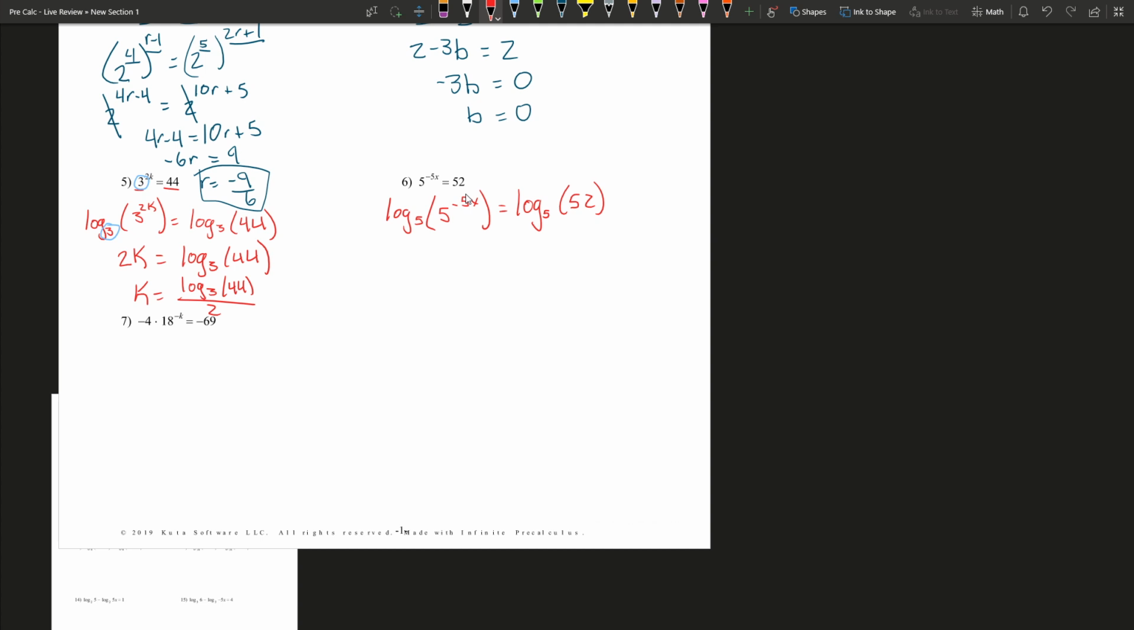When we do that, the log base 5 and this base of 5 cancel. So we're left with negative 5x. And then we're left with log base 5 of 52 on the right-hand side. Then we divide by negative 5, so to get x is equal to log base 5 of 52 divided by negative 5.